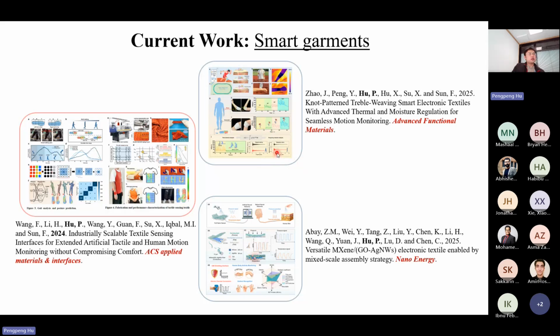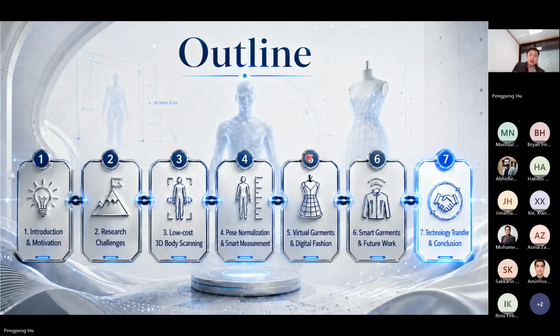Is that King's? I think that's, I forgot the name, sorry. But that is a hospital in London. So we proposed the algorithm to develop the smart garment to monitor the heart failure.